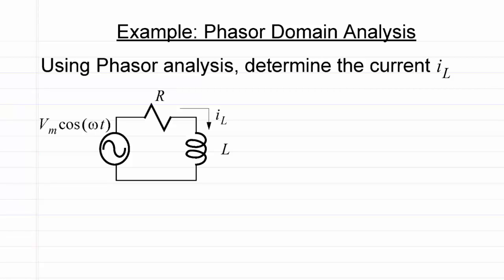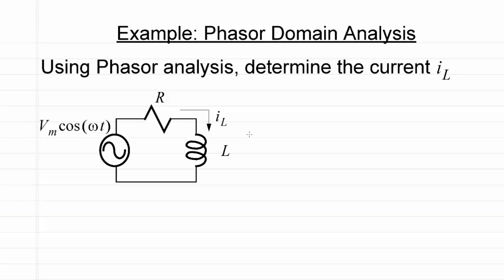Now we'd like to use what we've learned about phasor domain analysis to analyze the circuit where we have the sinusoidal voltage source driving an inductor in series with a resistor, and we'd like to find the current flowing through the inductor. Our first step is to transform our circuit into the phasor domain. In the phasor domain, we'll still have a sinusoidal source.